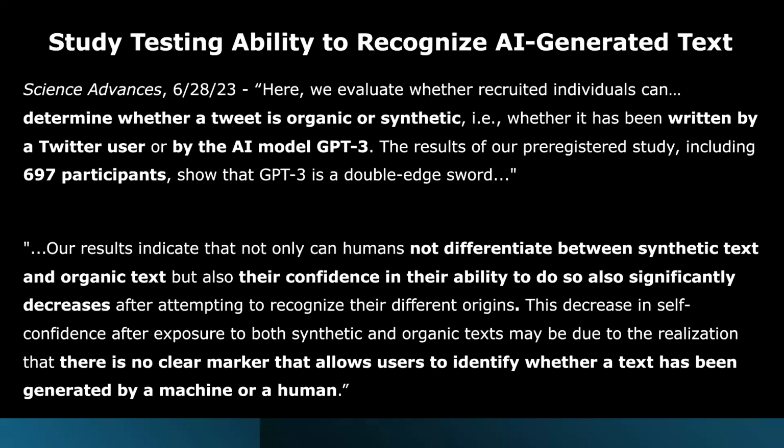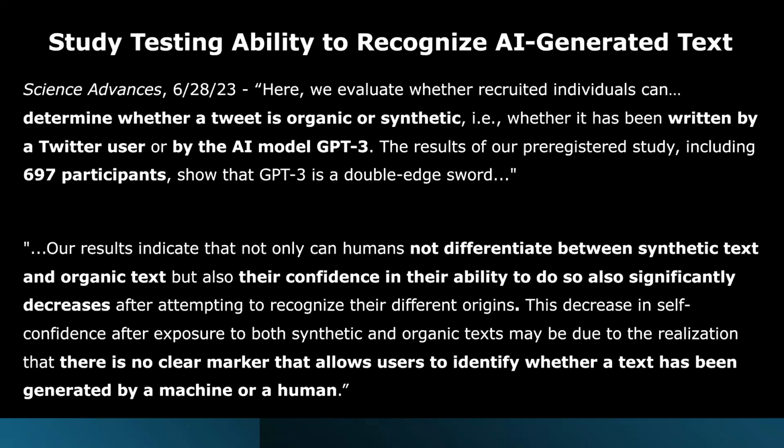Further complicating matters, a research study published in the journal Science Advances on June 28, 2023, demonstrated that people have trouble detecting AI-generated text even while specifically searching for it, noting that, quote, here we evaluate whether recruited individuals can distinguish disinformation from accurate information, structured in the form of tweets, and determine whether a tweet is organic or synthetic, i.e., whether it has been written by a Twitter user or the AI model GPT-3. The results of our pre-registered study, including 697 participants, show that GPT-3 is a double-edged sword.